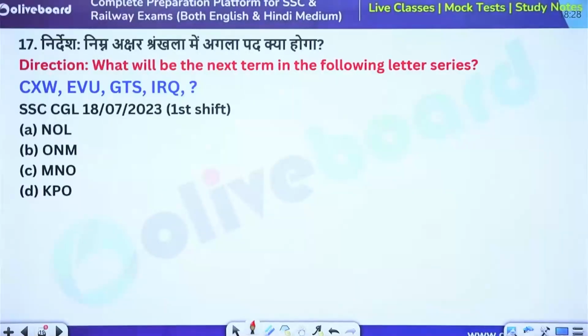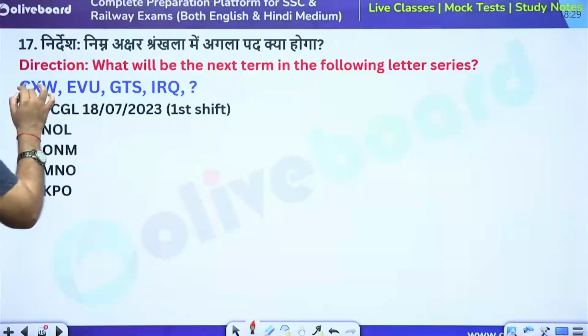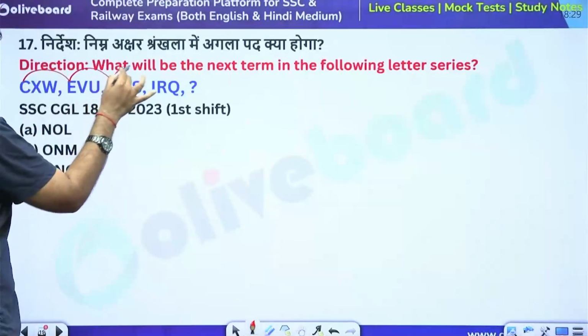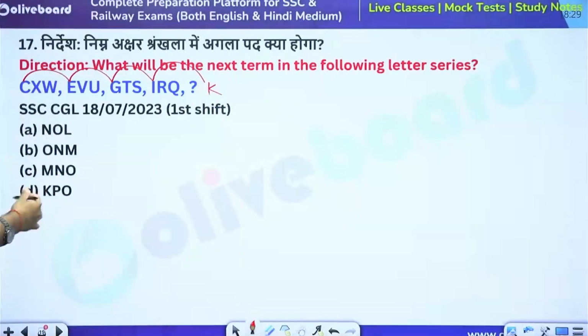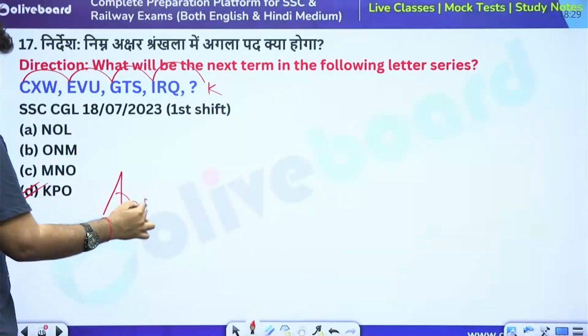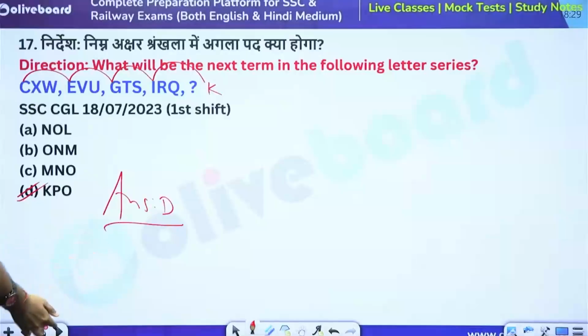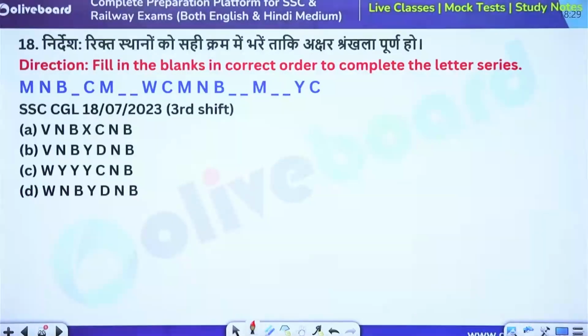Okay, what is the answer here? So 3, 5, 7, 9, 11. Start with K. Only one option, option D is the right answer. Now visible? Okay, cool, perfect.